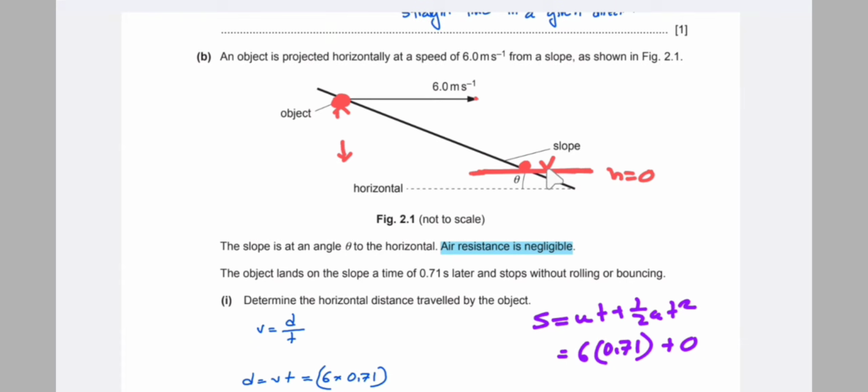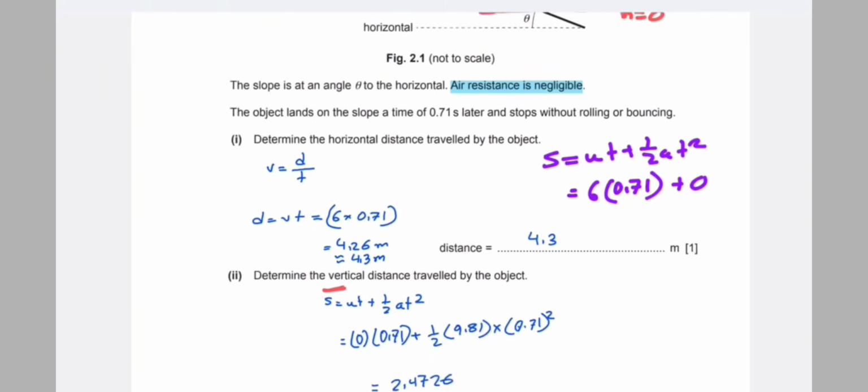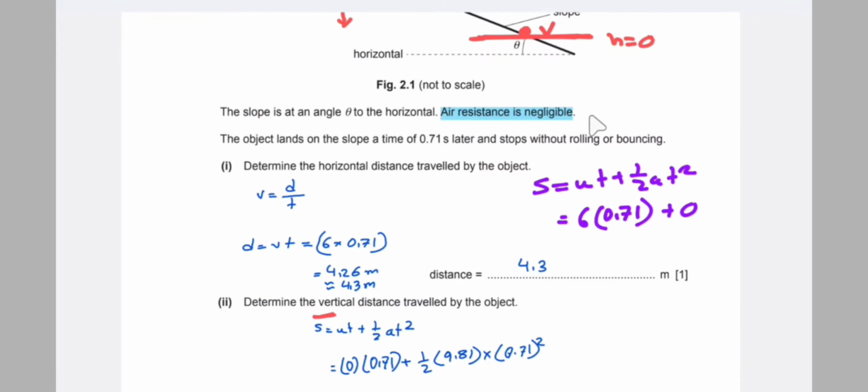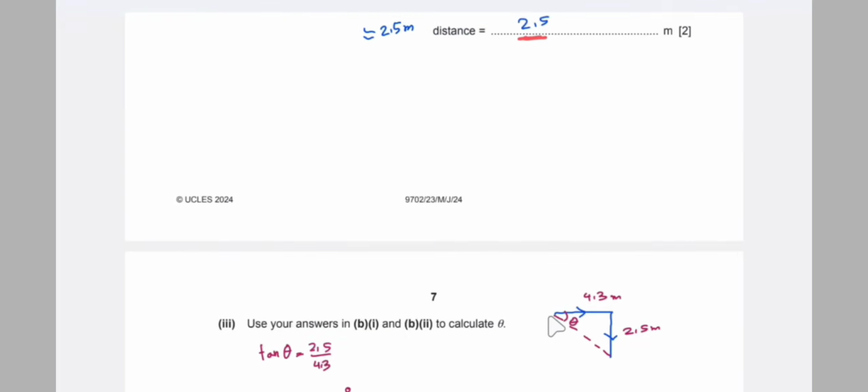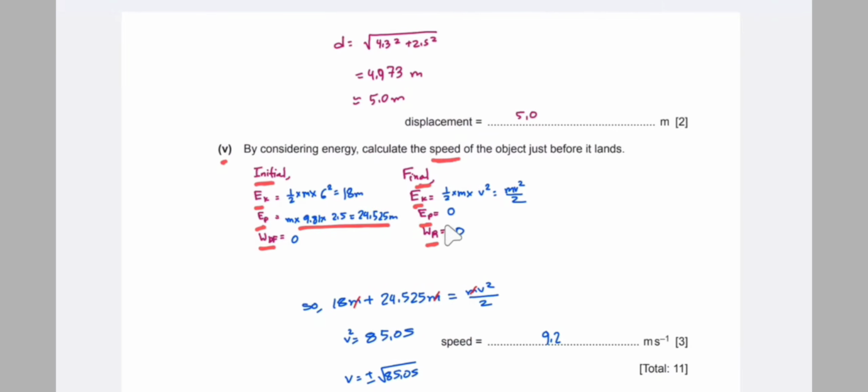And finally, we consider that the object lands on the horizontal ground. That is, after the object traverses this vertical displacement, it lands at this point, and we consider this point as the horizontal ground. So the vertical height is 0. That is, the gravitational potential energy is also 0, because gravitational potential energy is equal to mass times gravitational field strength times height, and since the height where it lands is 0, the gravitational potential energy is 0.